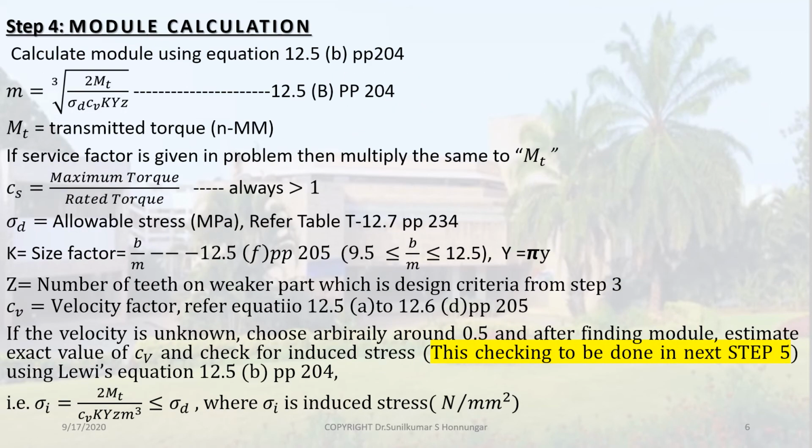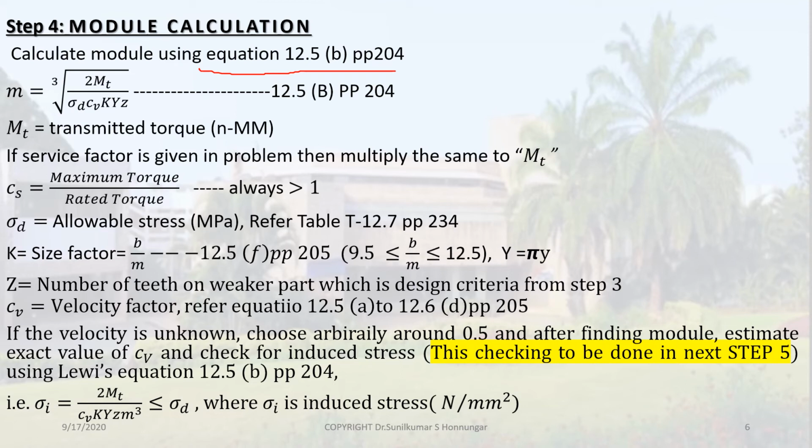Then in the next slide, step number 4 is module calculation. Module calculation means you have to find out the module. I think I have given very detailed information here. So calculate the module using equation 12.5, page number 204. Just one small thing: in your data book, what they have given is 12.5b, I think it is small b, not capital B. Anyway, it is page number 204.